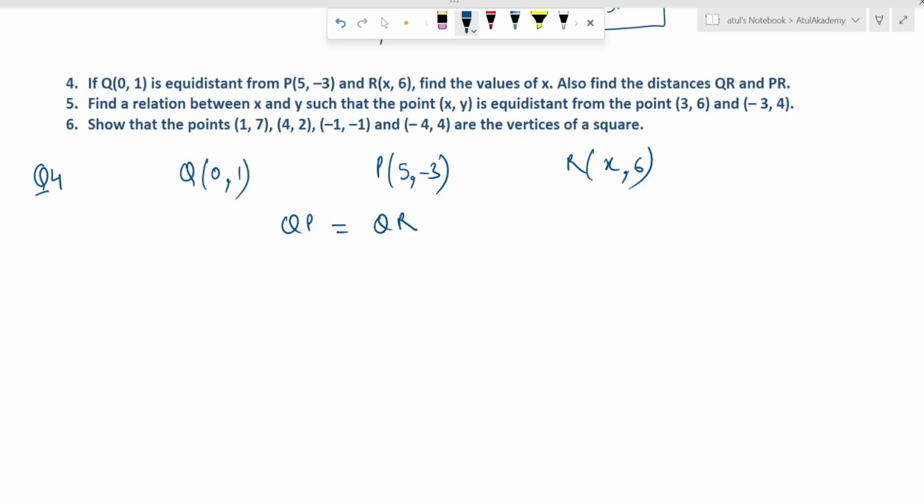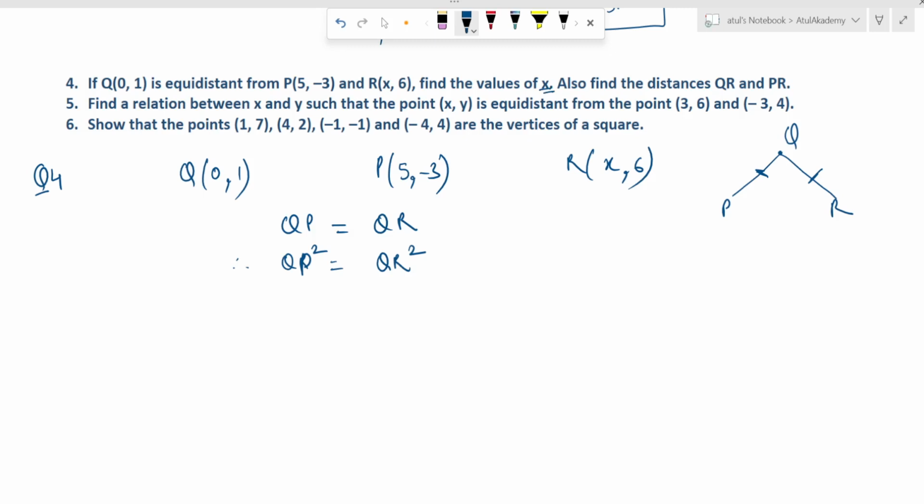It's saying that it is equidistant, means Q can be here, P can be here, R can be here, and the distances between these two are the same. That's the meaning of this thing. So we have to use distance formula over here, not midpoint formula. Please make it clear. You will get a wrong answer if you use midpoint formula here. Now, as QP equals QR, I can say that QP square is also equal to QR square. Now, we need to find the value of x. Let's substitute the values over here using distance formula.